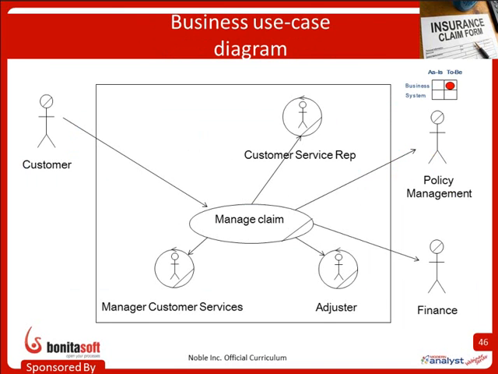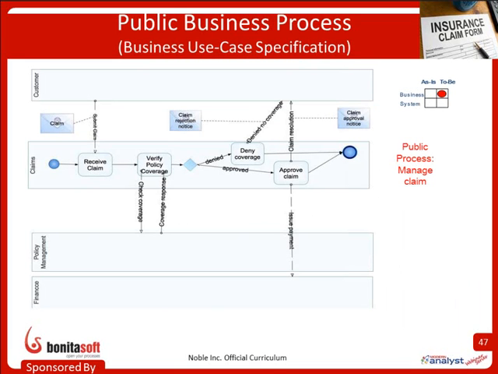Now, let's go back. You see managed claim here? We see customer service rep, adjuster, and manager of customer services are internal, but external is policy management, finance, and the customer. Look at what I have on this slide, slide 47. For every one of those business actors, external entities, I've got a pool. I've got the customer, policy management, and finance as pools, and then my own area, claims, is in here. I decided to show a lot of detail about the claims side and not much detail about the others because it's not our business.